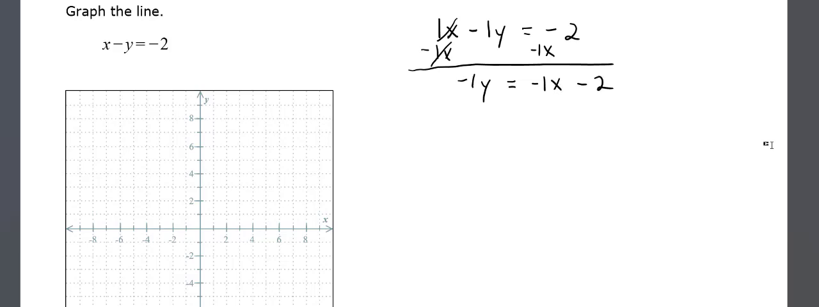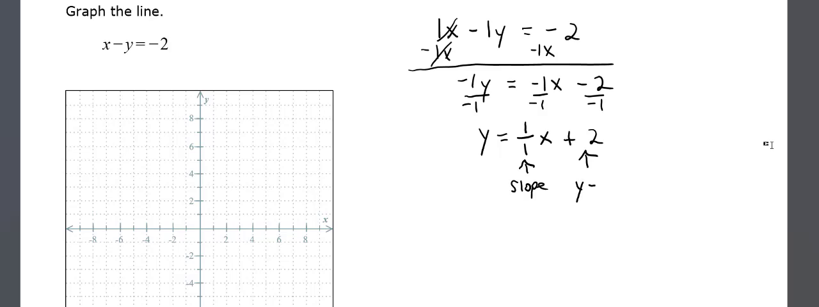And remember, we're solving for positive 1y, so I'm going to divide both sides by negative 1. So a negative over a negative is a positive, so I'm going to leave my slope in the form of a fraction. And a negative over a negative becomes a positive 2 in this case. So my slope is 1, or 1 over 1. And my y-intercept, or my starting point, is positive 2.